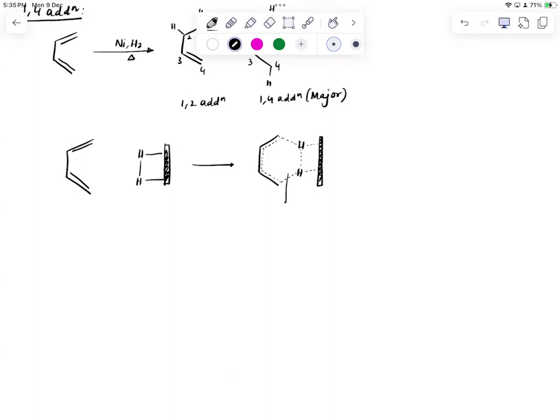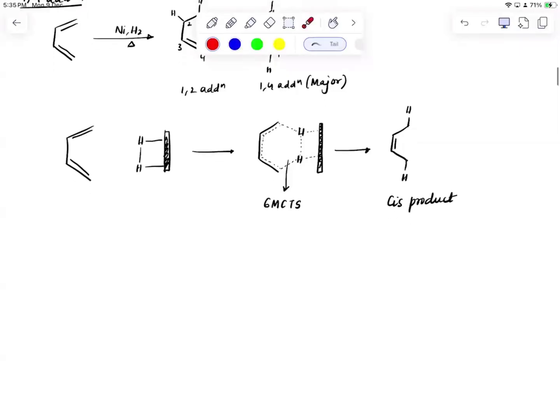So instead of a four membered ring, now you have a six membered cyclic transition state. A six membered cyclic transition state is always more stable compared to a four membered transition state. That's why it will go for this one. And eventually hydrogen and hydrogen will come here and the double bond will form. And this is a cis product.